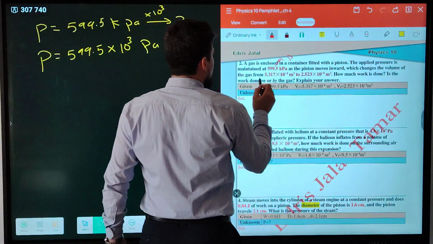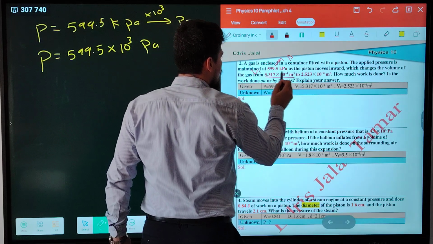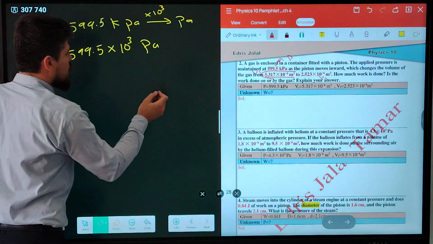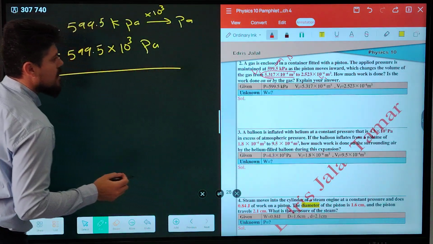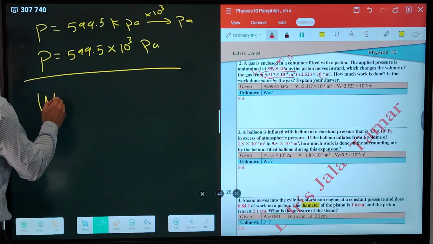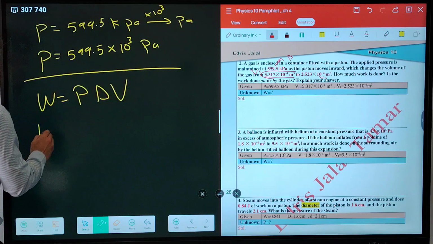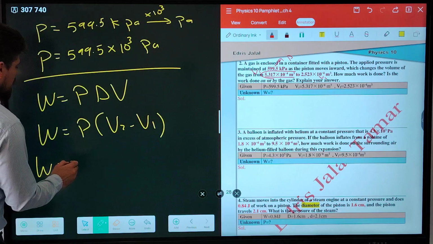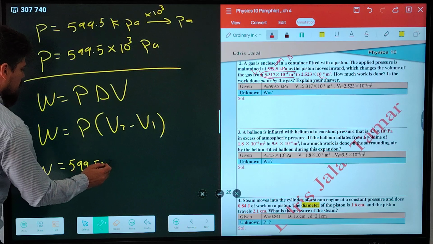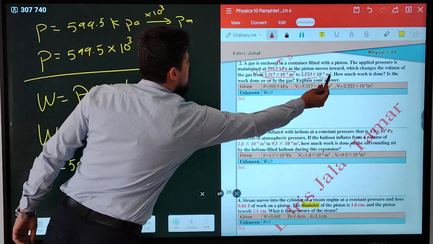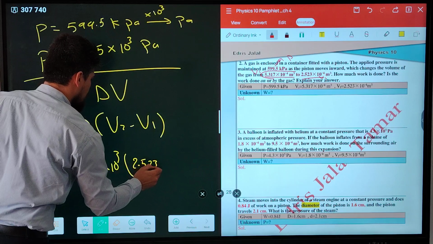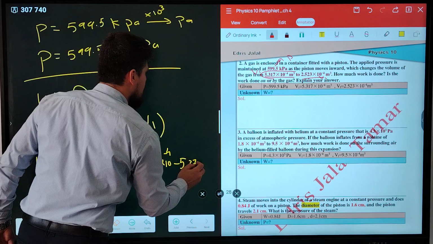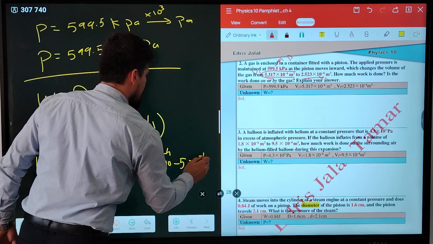The volume of the gas changes from this V1 to this V2. How much work is done? V1 is equal to this number. V2 is equal to 2.523 times 10 to the power negative 4. Work is equal to what? P delta V, P times V2 minus V1. Pressure after conversion is 599.5 times 10 to the power 3, V2 is 2.523 times 10 to the power negative 4 minus V1, 5.317 times 10 to the power negative 4.